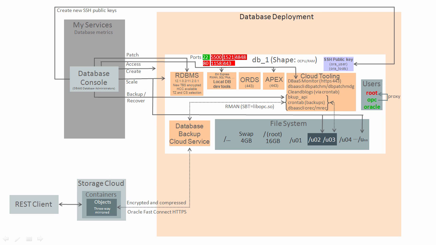This container will then be used automatically by your backup jobs to create object storage inside your container to store your database backups for up to 30 days. Note that all generated backups are encrypted on both local and cloud storage. The special SBT library, libopc.so, is automatically used and configured for RMAN access to cloud storage through cloud tooling. You can also use a REST client tool to access ORDS to manage your database deployment using REST APIs.